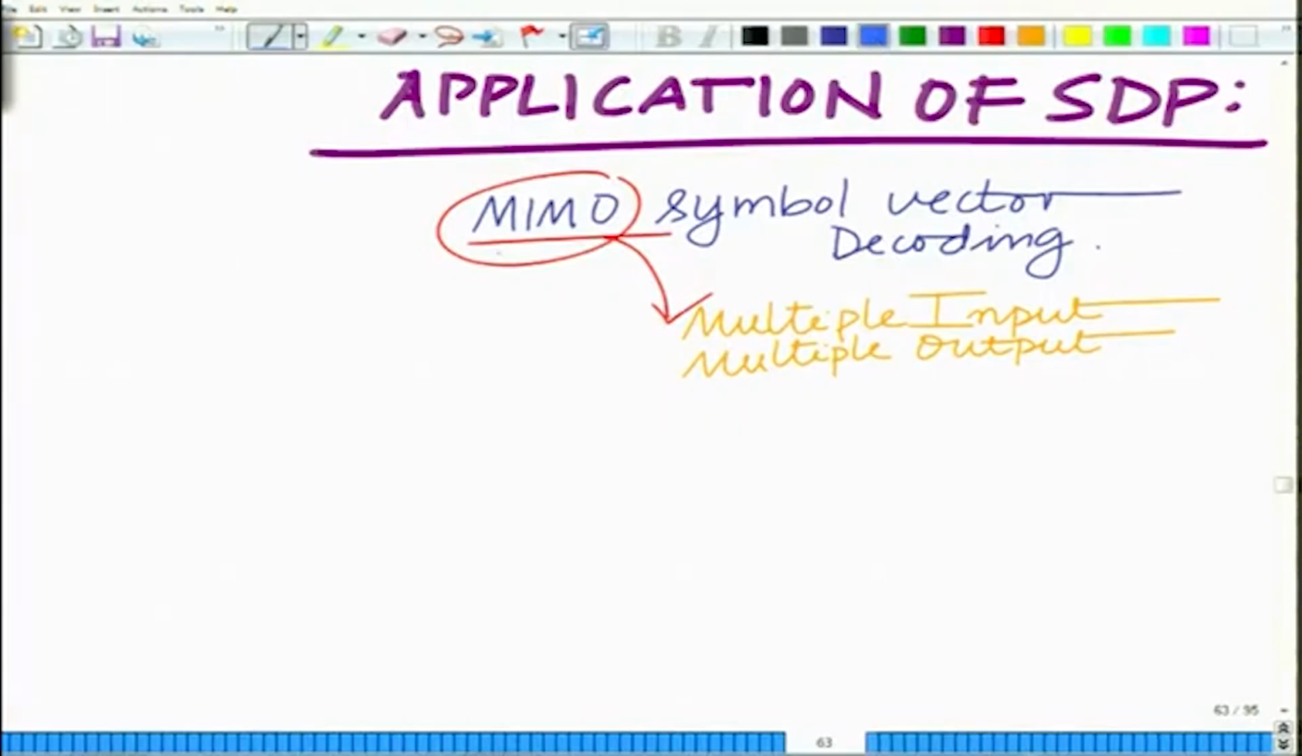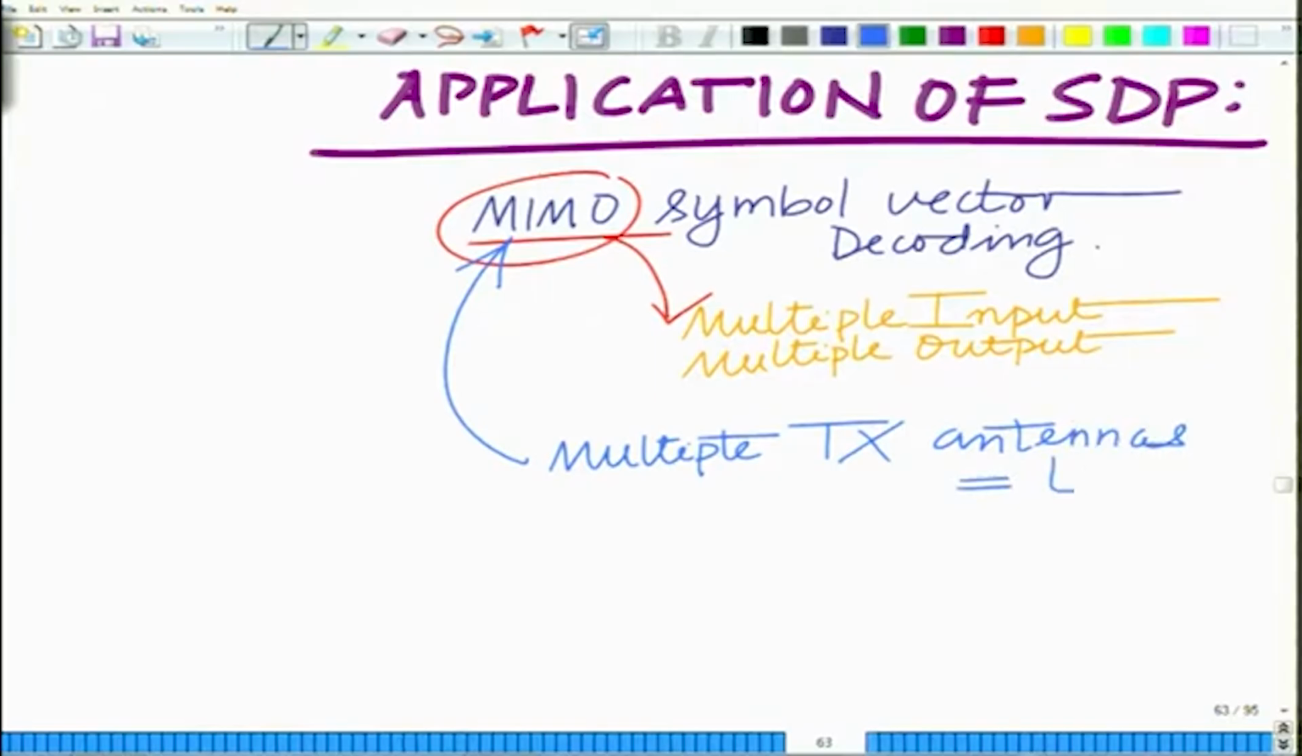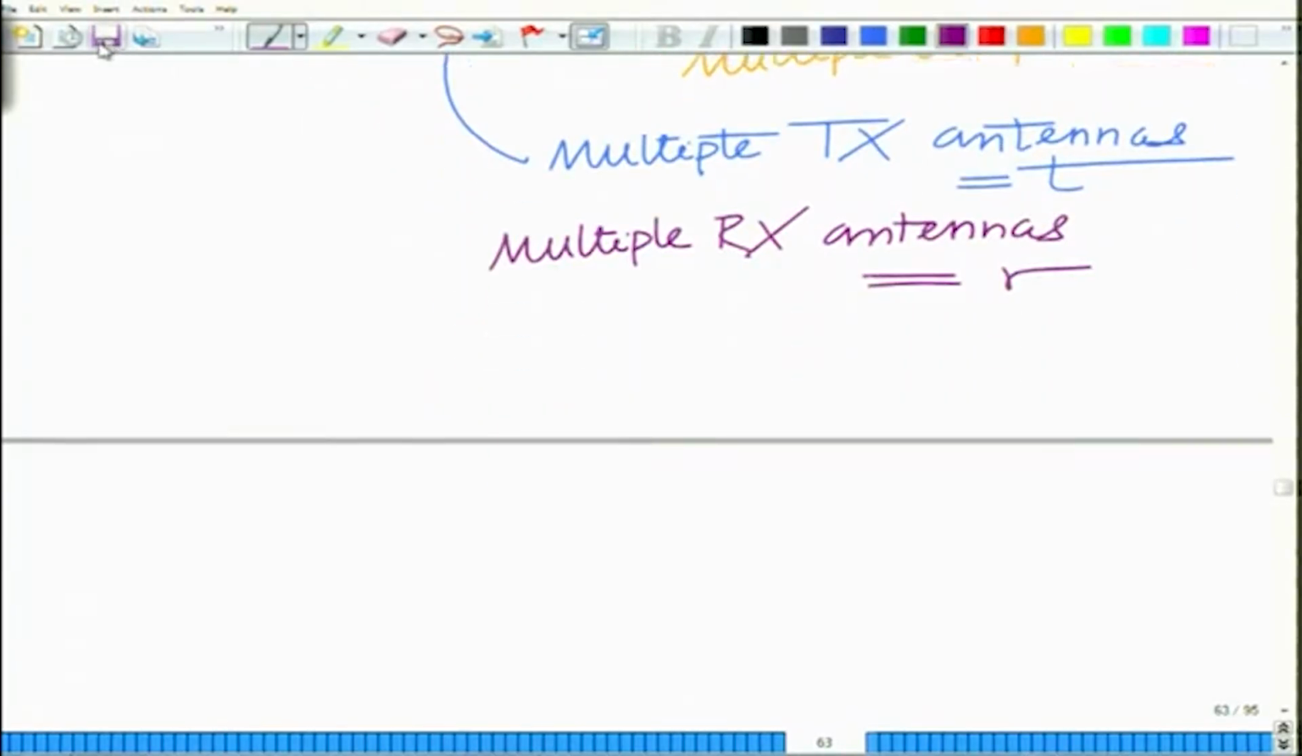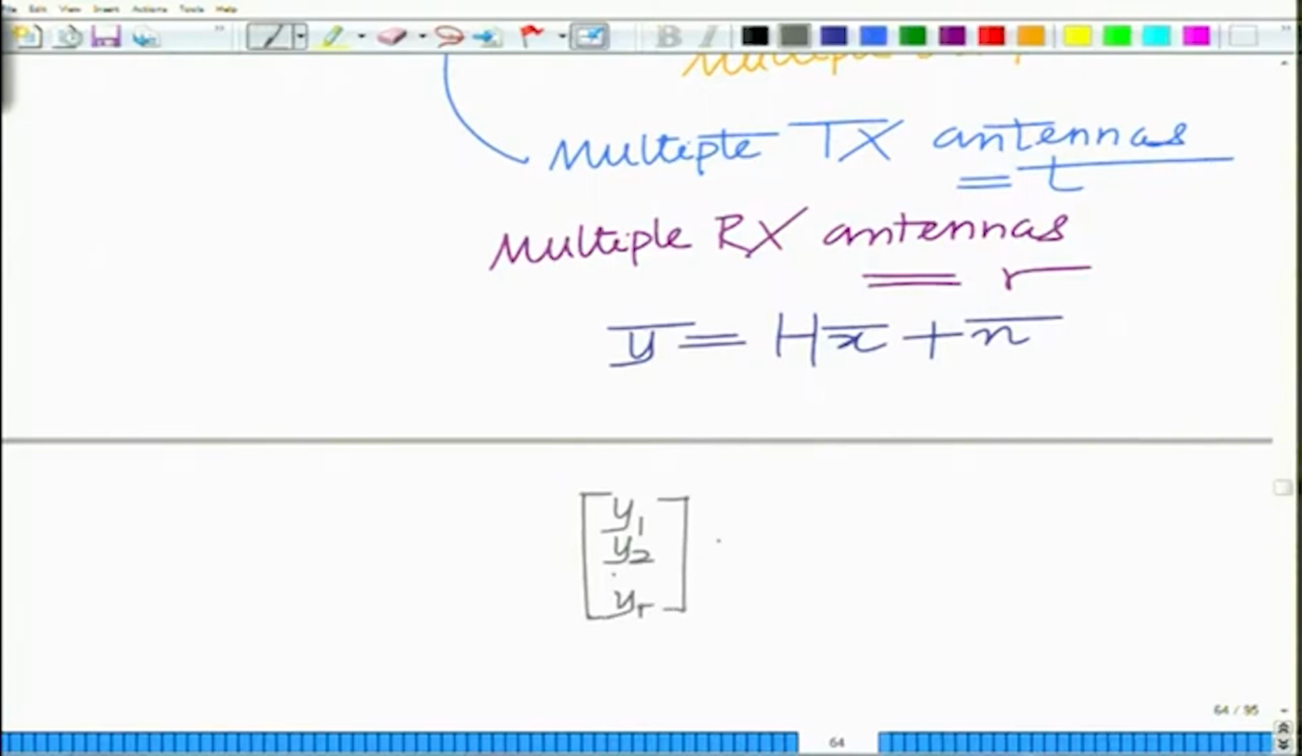So, in this MIMO system you have multiple TX antennas and you have also multiple RX antennas, equals R, and I can represent this MIMO system model as y bar equals H x bar plus n bar, where you have this vector of received symbols y1, y2, ..., yr equals H times x1, x2, ..., xt, these are t transmitted symbols, plus n bar, which is an r cross 1 vector.